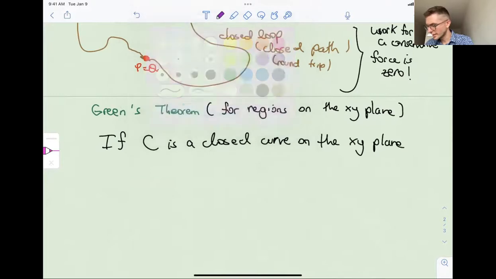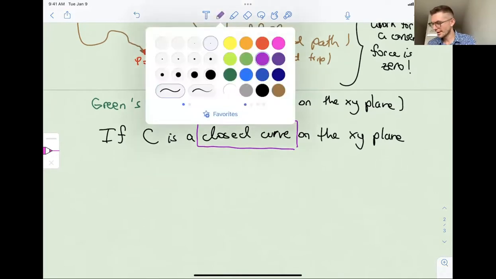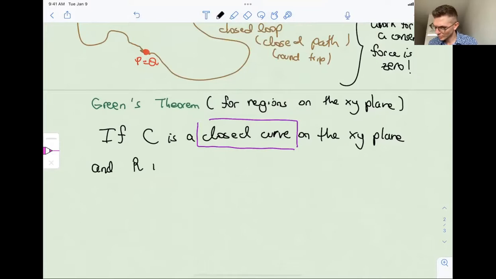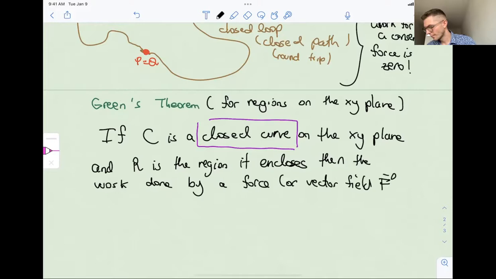and this is very important, you have to close it up. The initial and the final point need to be the same. And R is the region it encloses. Then the work done by a force or vector field F along the curve equals the following.